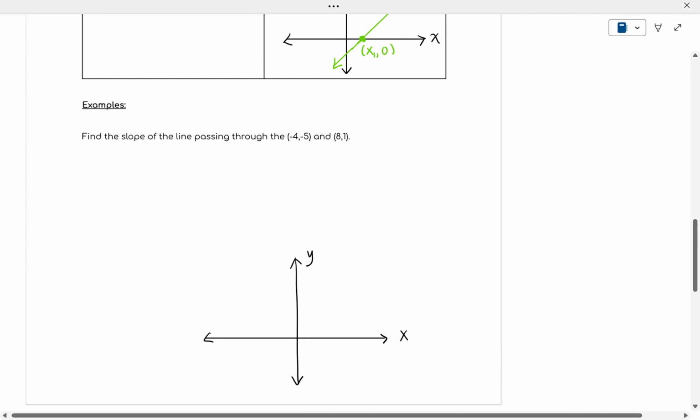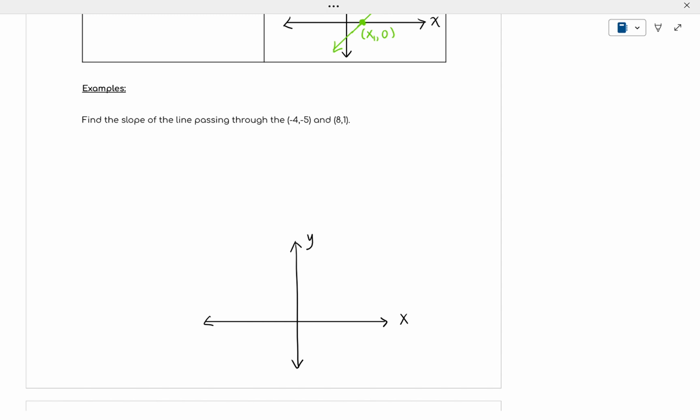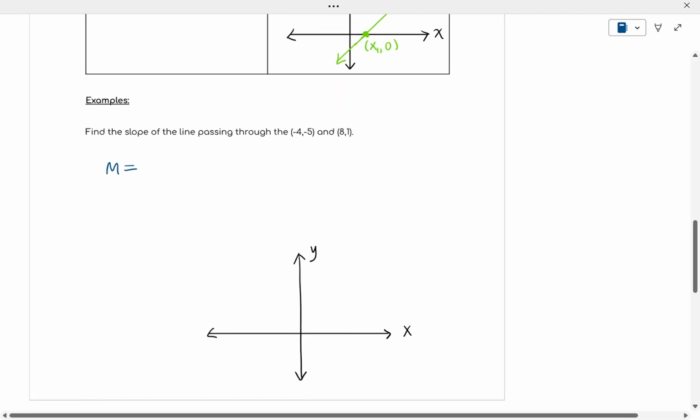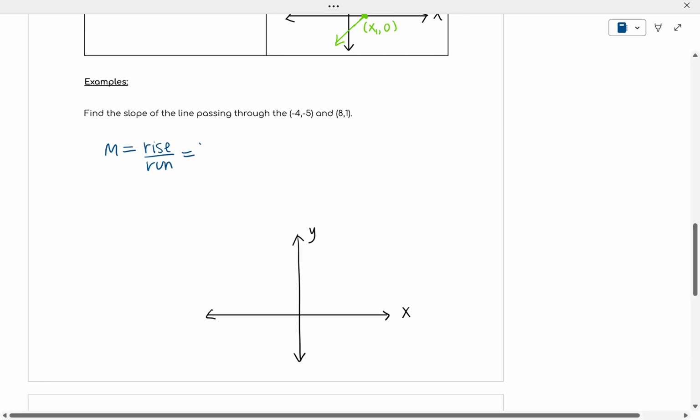So let's move on to a few examples. The first example: we're tasked with finding the slope of the line passing through the points -4, -5, and 8, 1. Remember that the slope is also known as m, that is equal to the rise over run, which is also equal to y2 minus y1 over x2 minus x1.